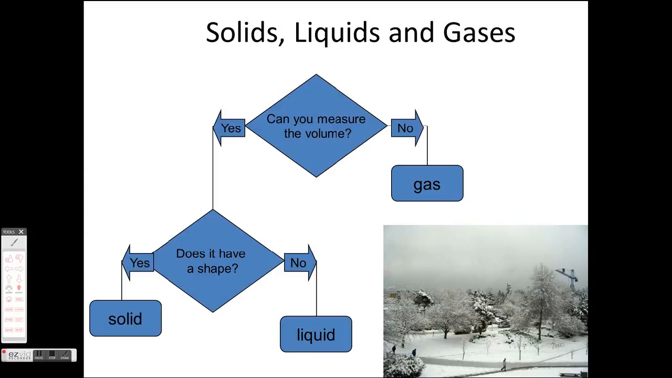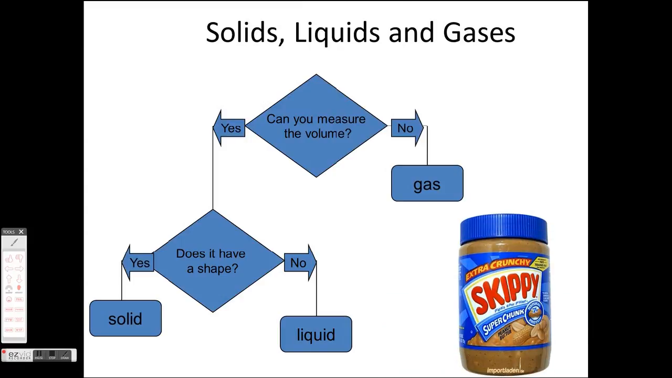Snow all over a busy park, it looks like. So that's snow. You can measure the volume of snow. You could pick some of it up and put it into a container. And snow does have a shape. You can make a snowman out of it. You can make a snow fort out of it. So snow is going to be a solid.